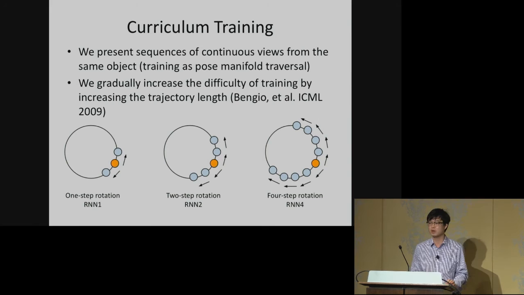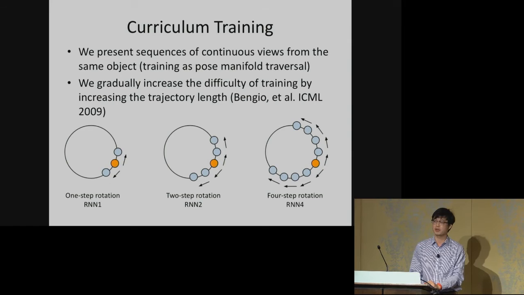So we decided to adopt the curriculum training idea. We gradually increase the difficulty of training by increasing the trajectory length presented to the recurrent neural network. For example, here we start by training the one-step rotation. Then, once the model is trained, we apply the two-step rotation sequence, and so forth. So we can train this way. In this way, we have a series of models, RNN1, RNN2, RNN4, and so forth.